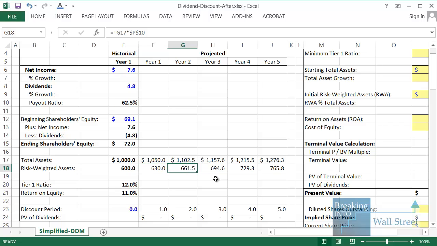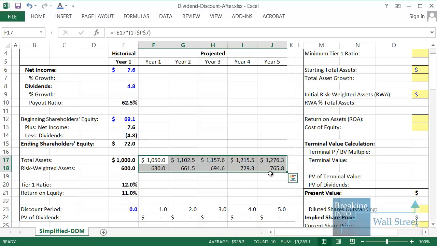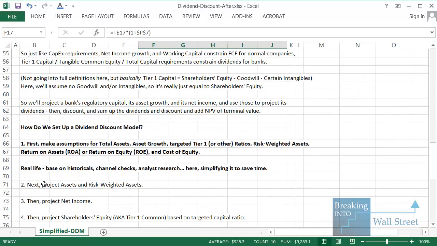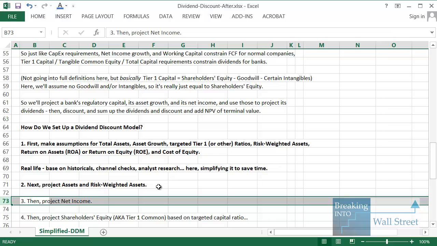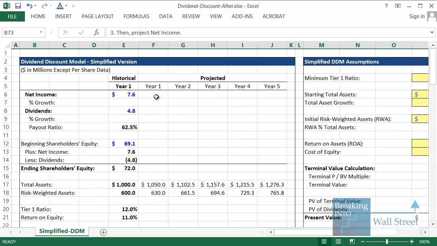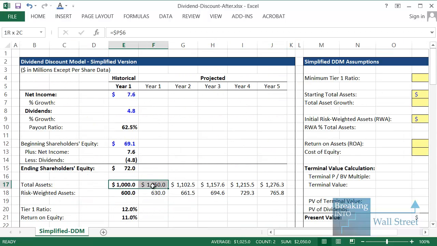So let's copy that across. We have this in place. So we have our risk-weighted assets and our total assets growing over time, and we can check off step number 2. And then step number 3, project net income. So this one, ideally, you should be taking the average total assets and applying return on assets to that. We're going to simplify it a little bit and avoid a circular reference by just taking the previous total assets.